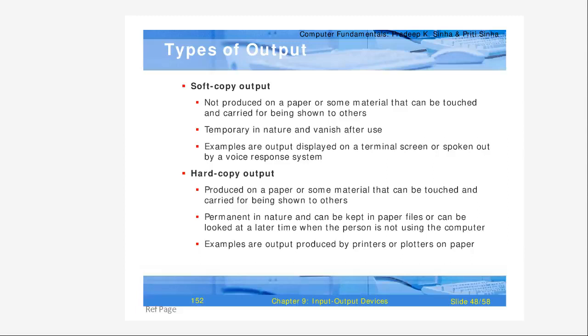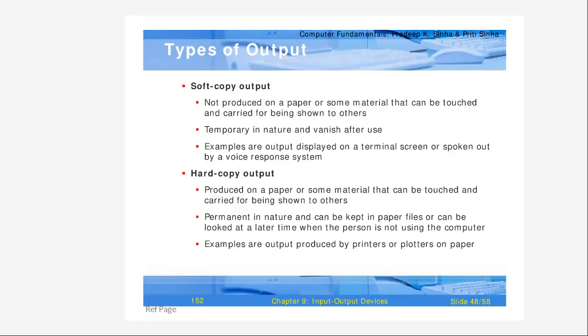देखो यहाँ पर क्या क्या पॉइंट लिखा गया है. Not produced on a paper. पेपर में प्रोड्यूस नहीं होता है. और some materials that can be touched and carried for being shown to others. Temporary in nature and vanish after use, means when you switch off the computer, that file will disappear. Examples are output displayed on a terminal screen. What is the terminal screen? That is your monitor. और spoken out by a voice.